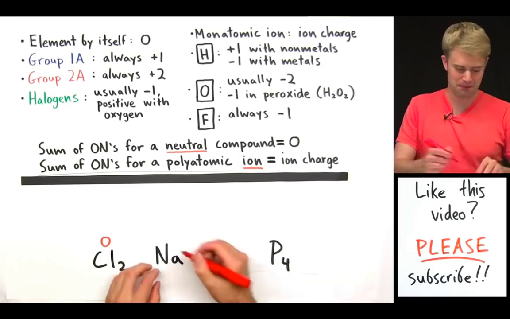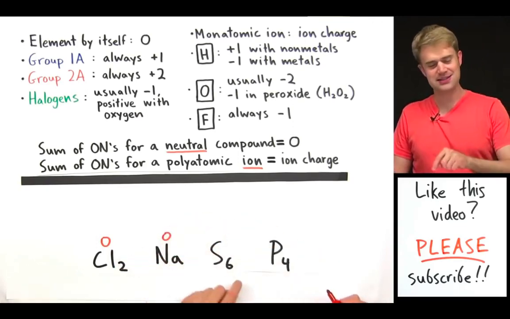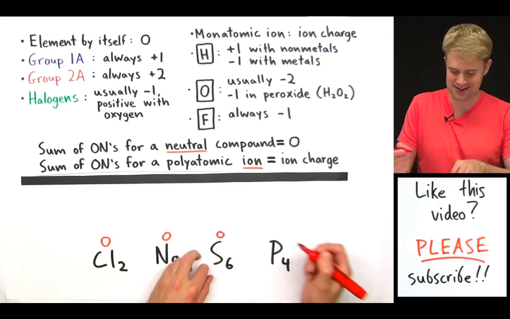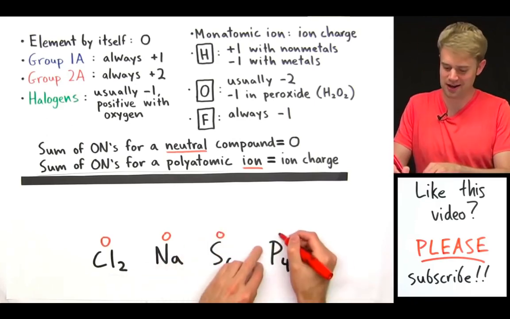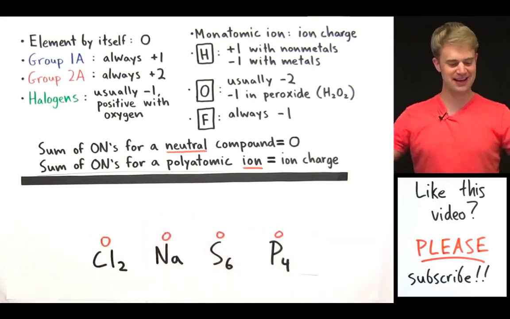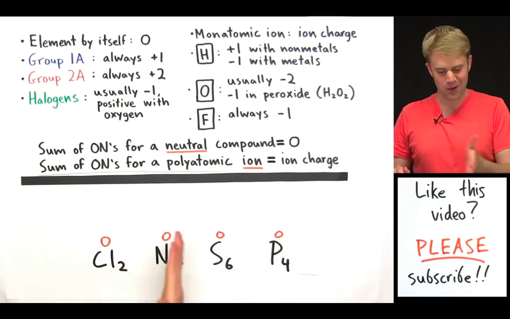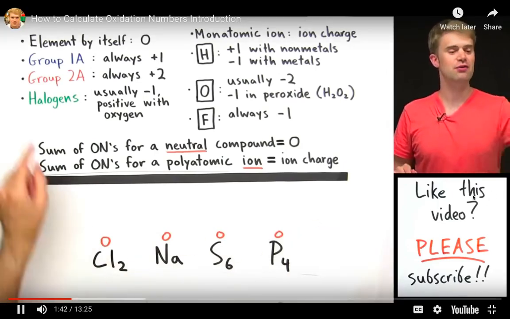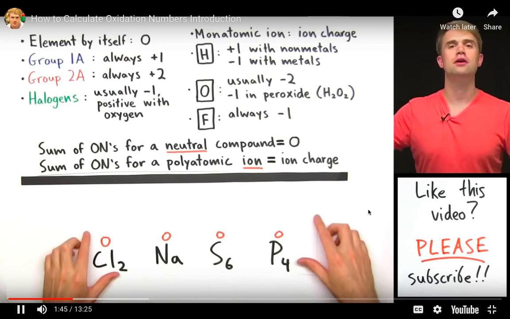Sodium, Na, by itself, 0. S6, just sulfur, nothing else. P4, phosphorus, and nothing else, 0. So that's probably the easiest rule here. It's always 0 for the oxidation state if you have an element by itself with nothing else.